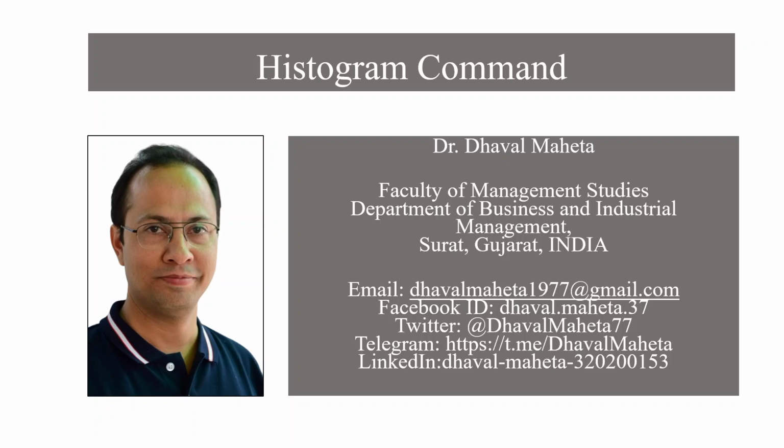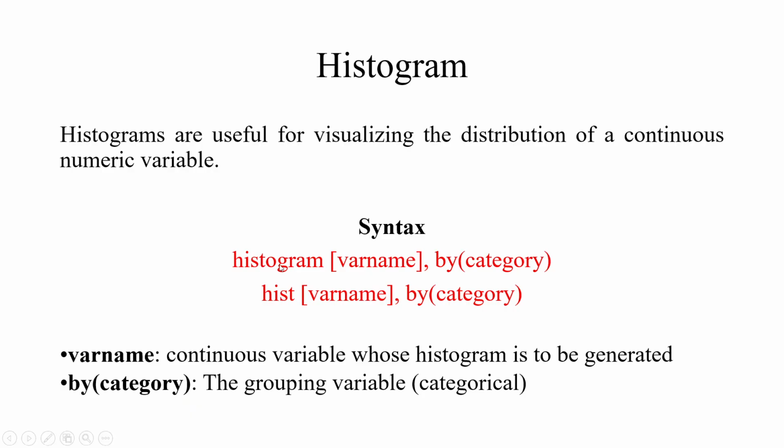This is Dr. Dhaval Maheta, and today we'll understand how to generate a histogram in STATA. Histograms are useful for visualizing the distribution of a continuous numeric variable. The general syntax for this is histogram, name of the variable, comma, by the category. We also have the short form for this, which is hist, variable name, comma, by category.